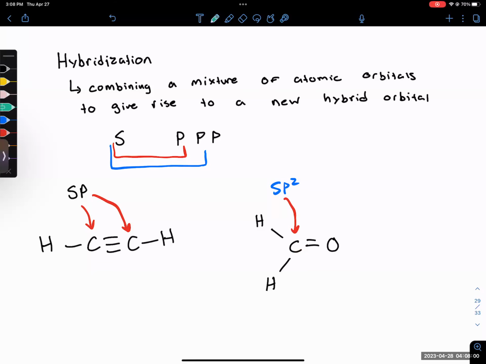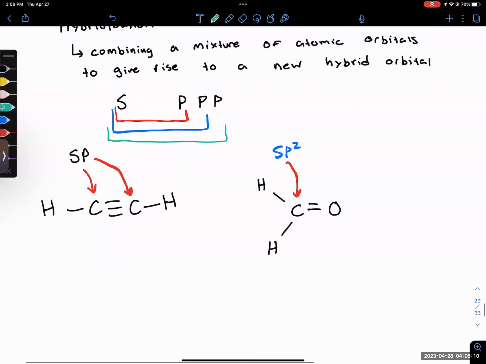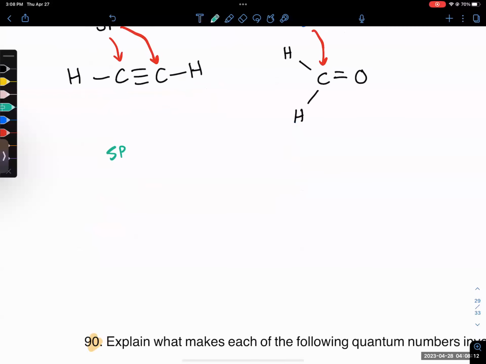And then the last one is when you take 3 p orbitals and 1 s orbital, and you mix them, and you get an sp3 hybridized orbital. There's a couple more actually, but the simplest example is methane. So CH4: you have 1, 2, 3, 4 electron regions, s, p, p, p, so an sp3 hybridized carbon.